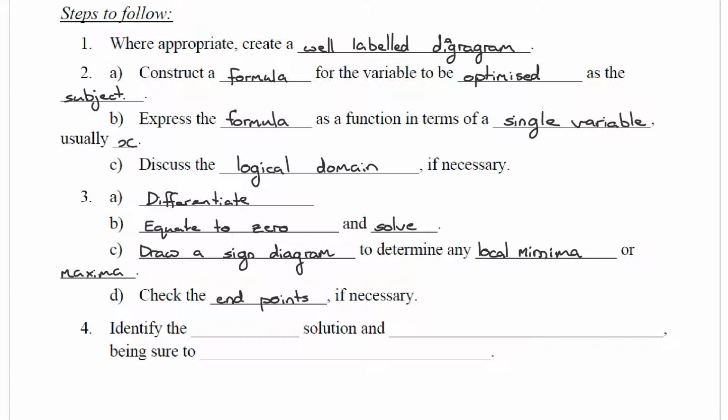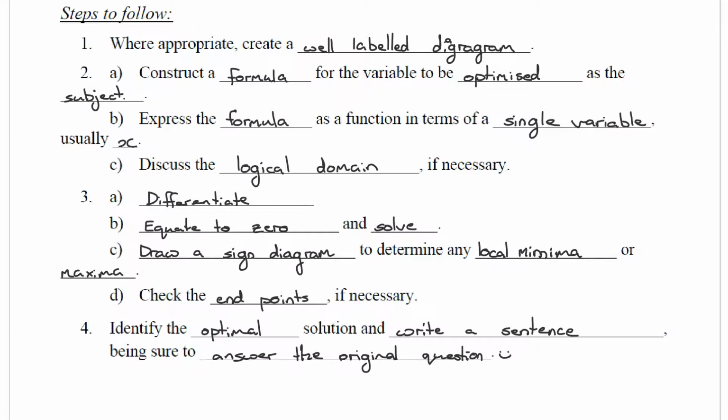Right, now step 4, identify the optimal solution and write a sentence. So this part, it's all about communication. So you've done all the math. Now it's time to explain what it is you've actually done. So when we say identify the optimal solution and write the sentence, be sure that you're actually answering the question that was asked at the beginning. So solution and write a sentence, being sure to answer the question.